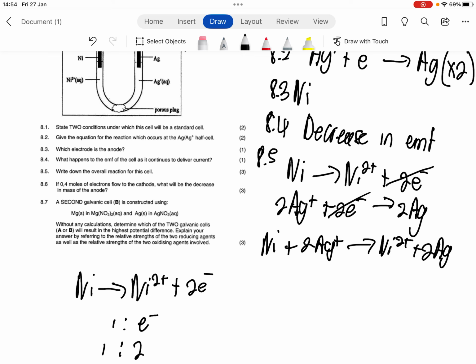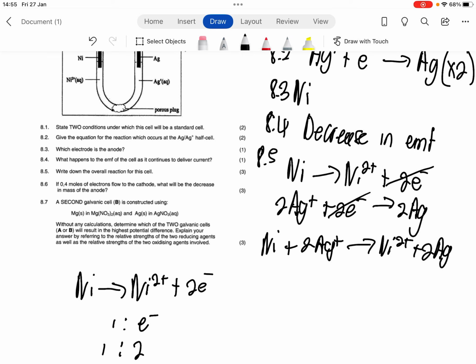So comparing the nickel and the magnesium, magnesium is a better reducing agent than nickel, and it has a potential difference of negative 2.36 volts, while nickel has a potential difference of negative 0.27 volts. Okay, and of course the silver has the same oxidizing ability in both galvanic cells. Okay, so the answer here will be, of course, the second galvanic cell will have the highest potential difference. Why? Because magnesium is a better reducing agent, and it has a higher potential difference than the nickel.